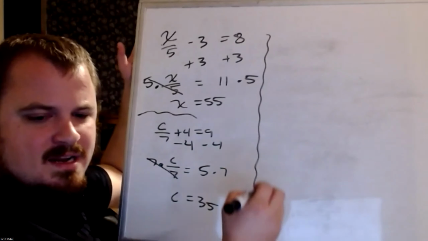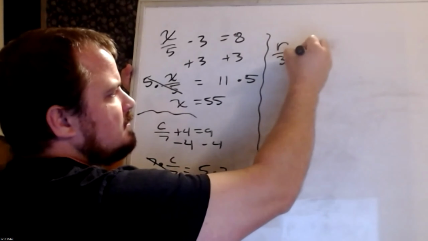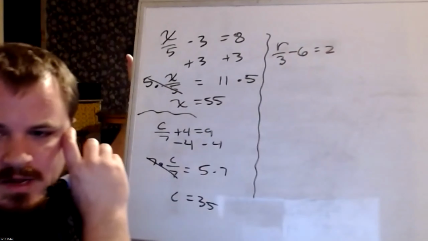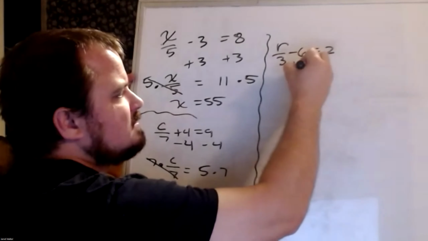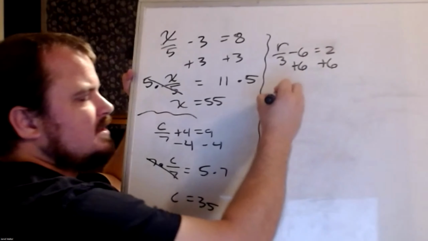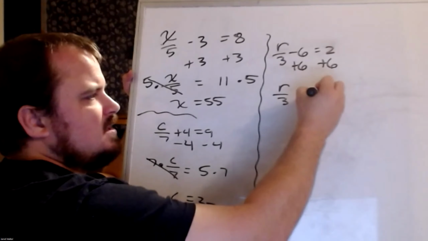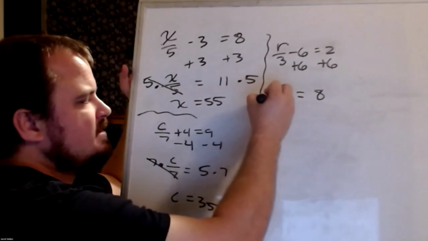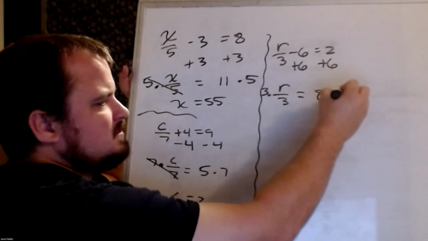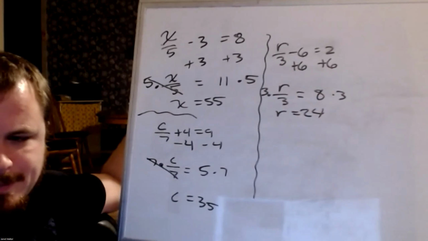Okay, then the next thing we're going to have r over 3 minus 6 equals 2. Okay, so we're going to add 6 to both sides. And so we have r over 3 equals 8. And then we're going to multiply both sides by 3. And we have r equals 24.